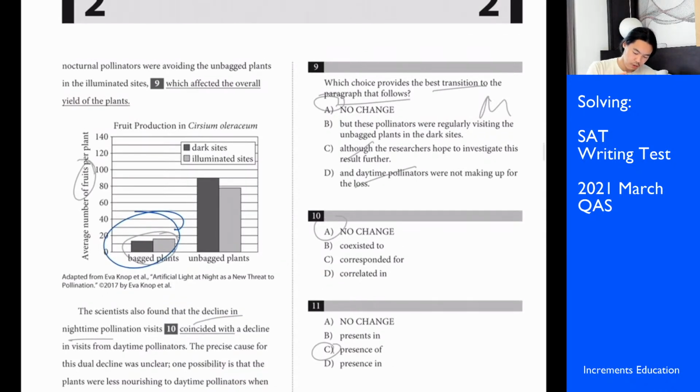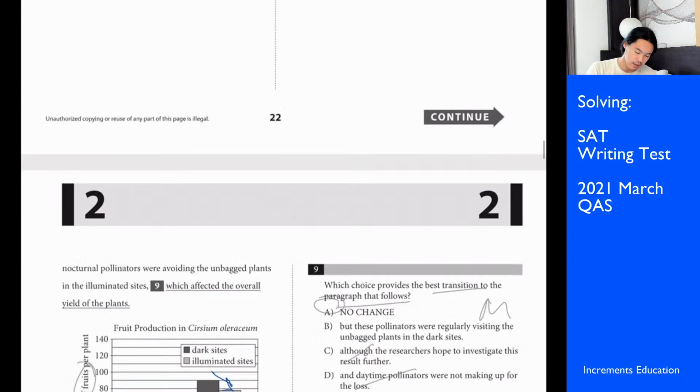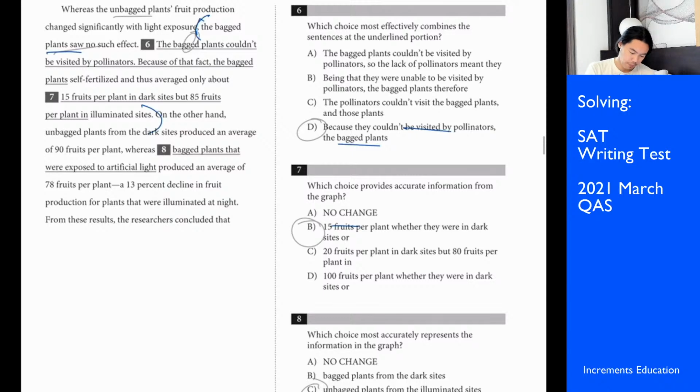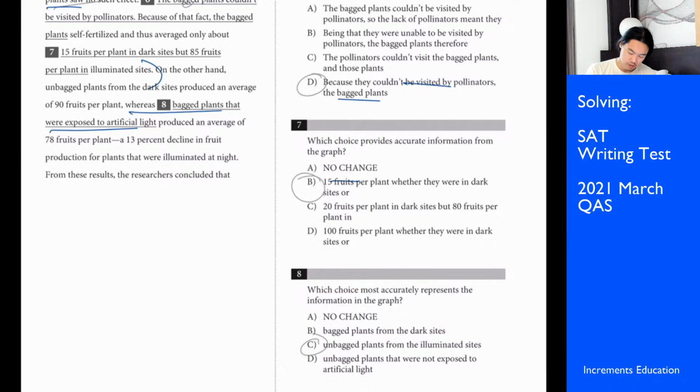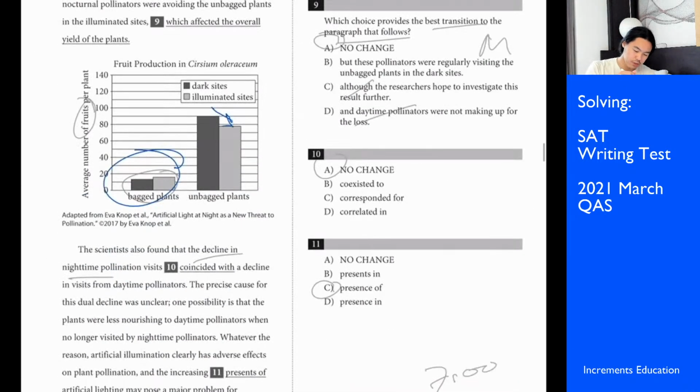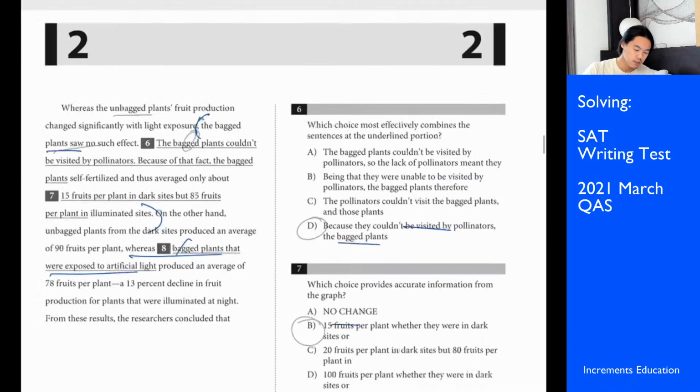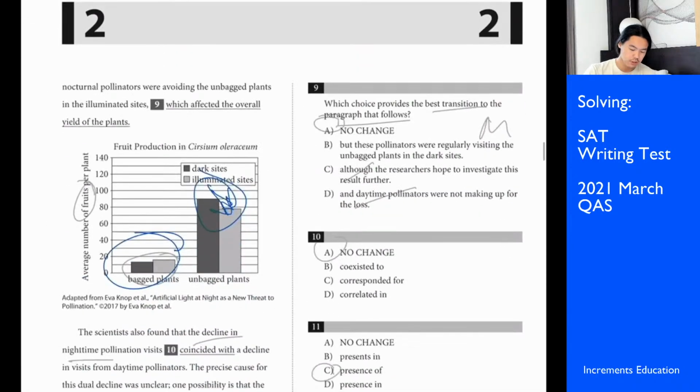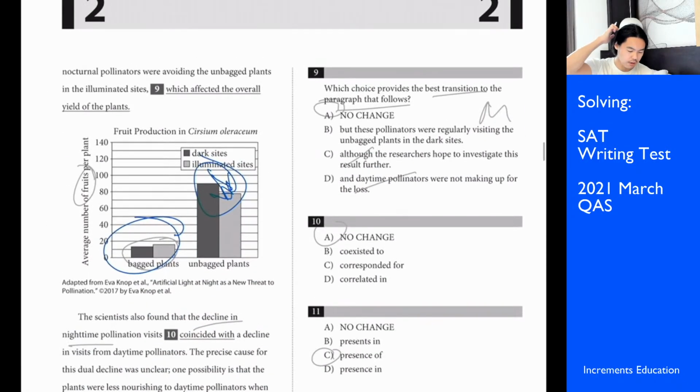But what we really want to know is when they are illuminated, do you harm? And yes, that's the focus. Whereas unbagged plants, that's right, unbagged plants that were exposed to artificial light. That's the main focus. This is the focus. We want to see this decrease. So that's good. I got that correct just by reverse construction, even though I wasn't understanding what I was reading. Okay.